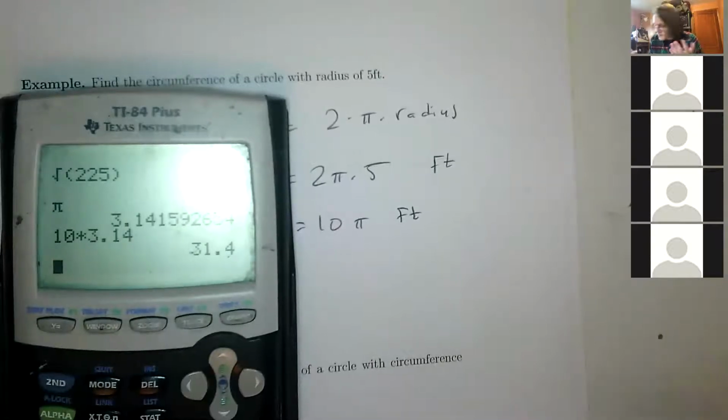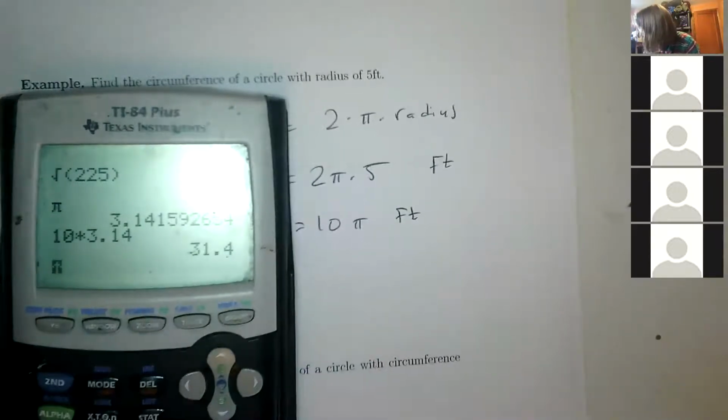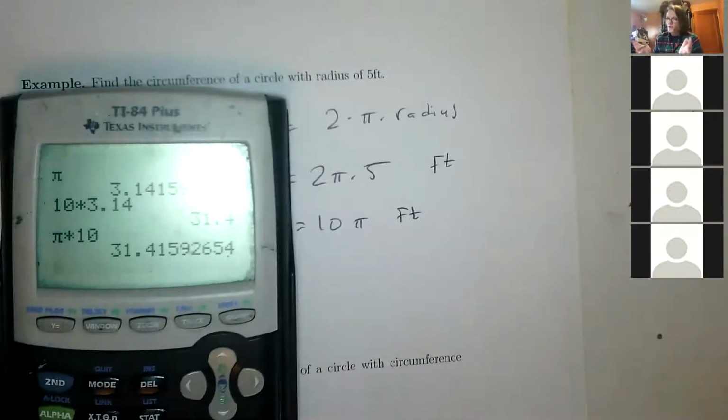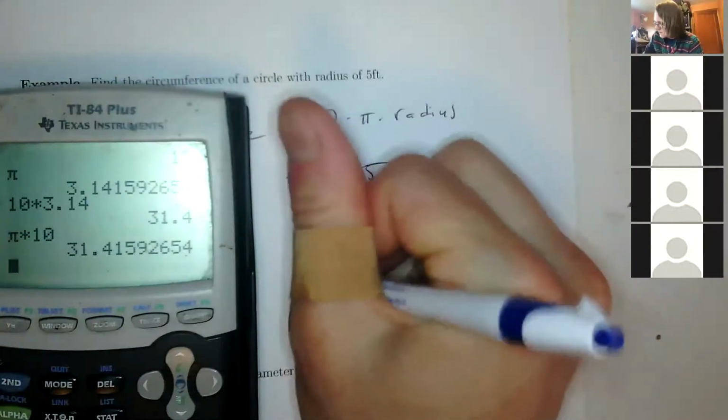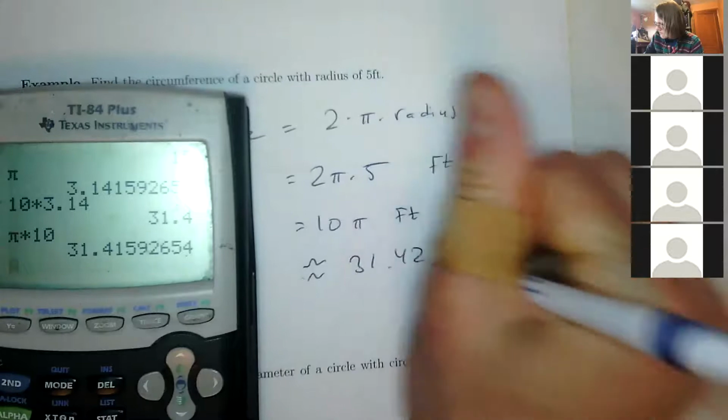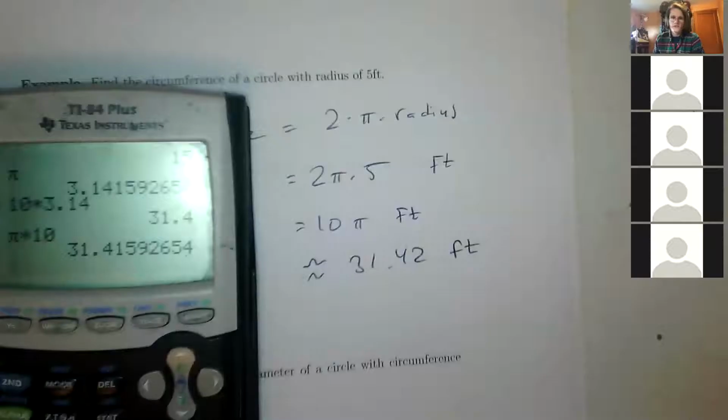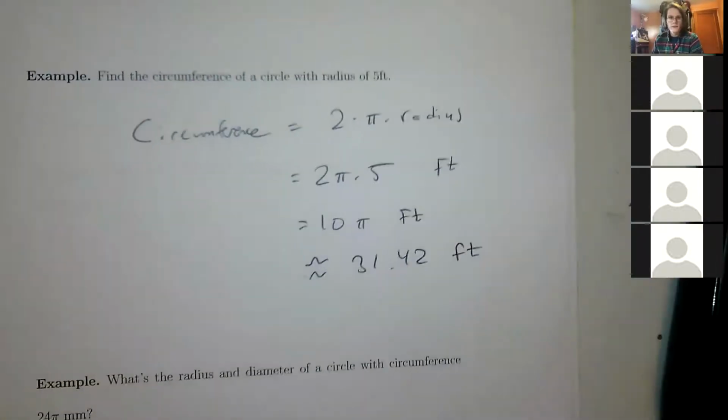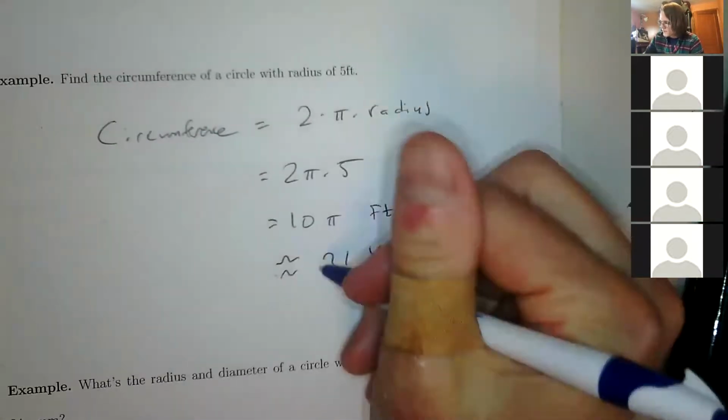Or if you do have a pi button, so I'll do second, where'd it go? Pi times 10, you get 31.41. So it's about 31.42 feet. I usually round to 2 decimal places. But either of these are acceptable answers.